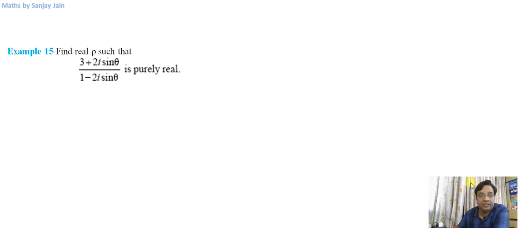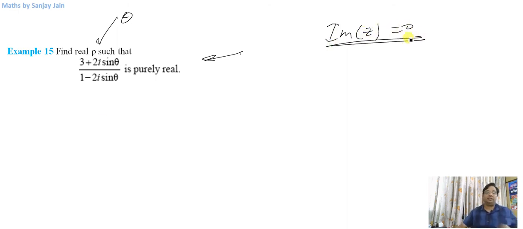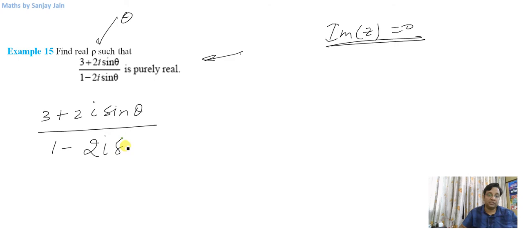Find real, now this is theta. We need to find theta if this is purely real. When something is purely real, that means its imaginary part is 0, right? So let us see what this expression is: 3 plus 2 iota sine theta divided by 1 minus 2 iota sine theta.